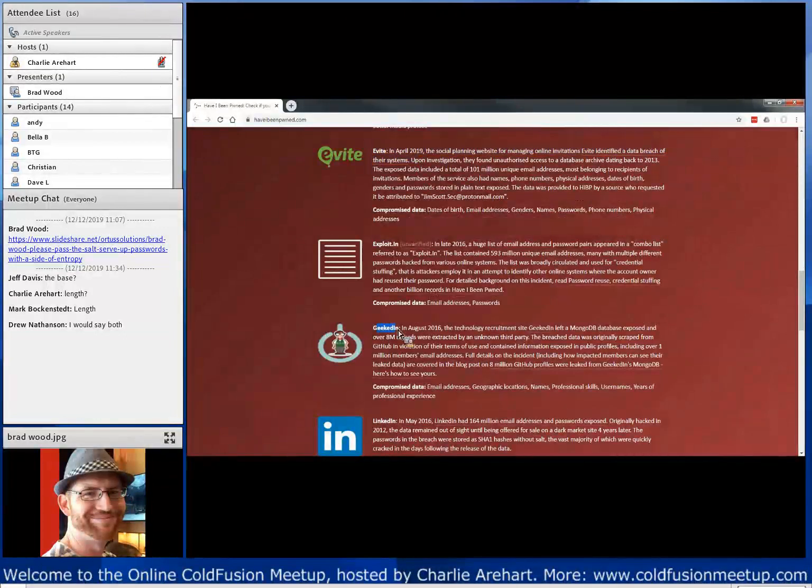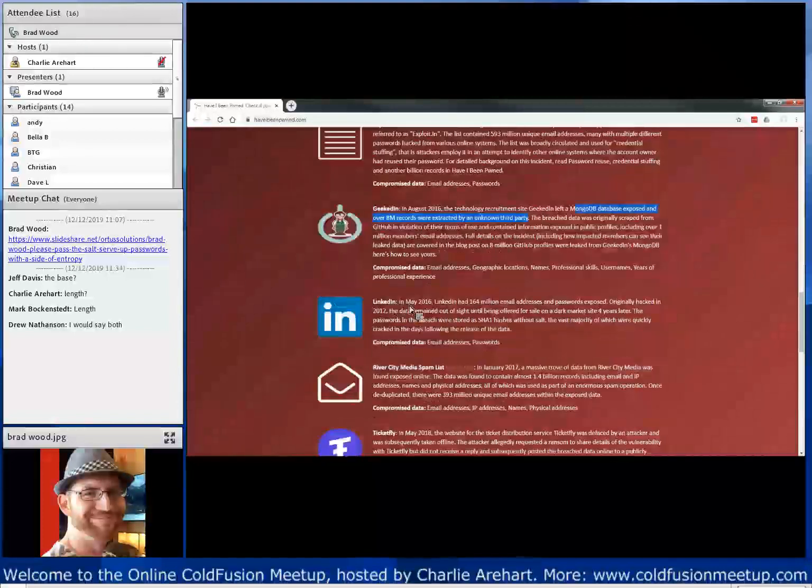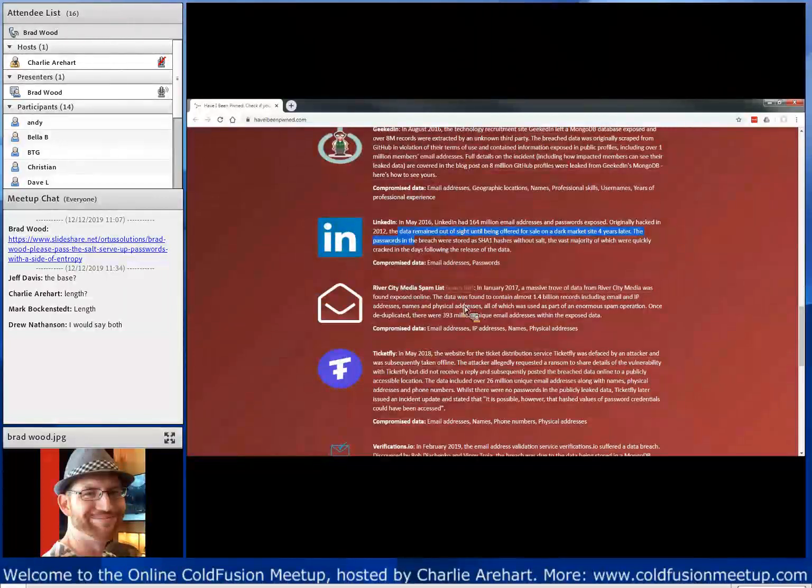I didn't even know what this is. Geeked In. I didn't think I ever signed up for it. They left a MongoDB database exposed. 8 million records were extracted. A lot of these databases were probably just screen scrapes from the internet, but still it had some data. LinkedIn had a hack in 2016 that had my email address in it. River City spam list, right?